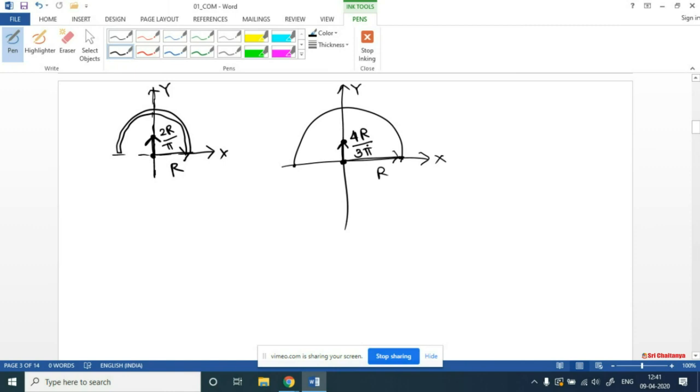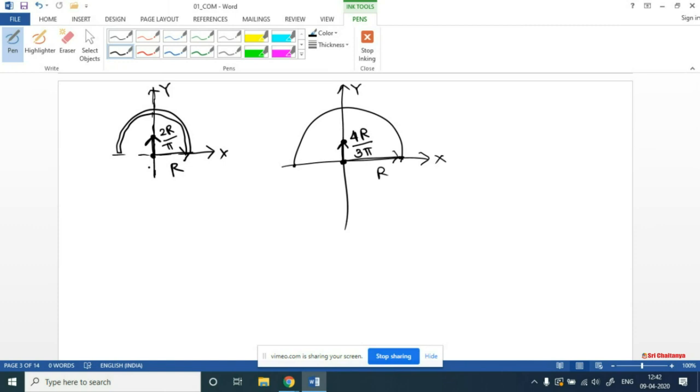Students generally remember these formulas, 2r by pi or 4r by 3 pi. But sometimes they get confused about whether the center of mass in the case of the disk was 2r by pi, or in the case of the semicircular ring was 2r by pi. They often get confused even after remembering the formulas. The things get mixed up.